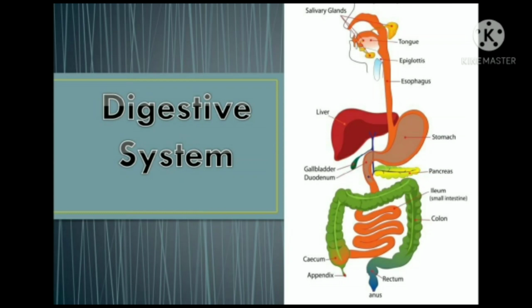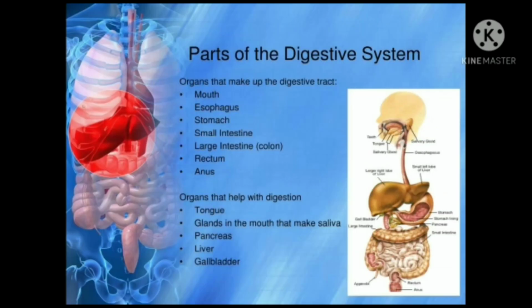So today we will discuss the digestive system of humans. The digestive system of humans is divided into two parts. One is the alimentary canal, also known as the gut or food canal, and the second is the digestive glands. So we will discuss both parts one by one.